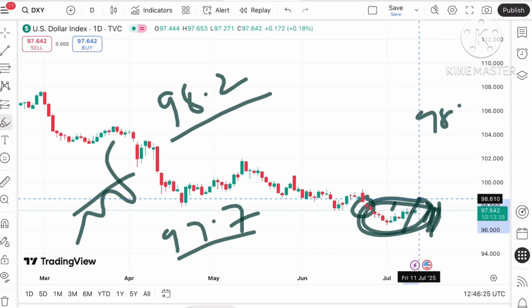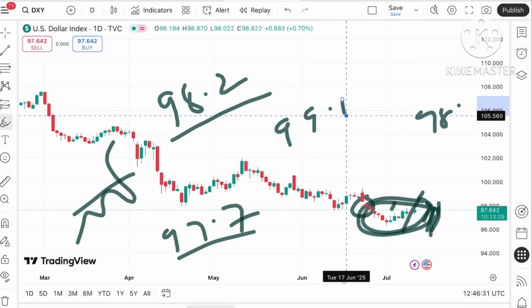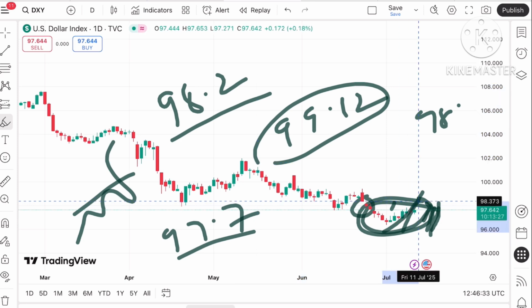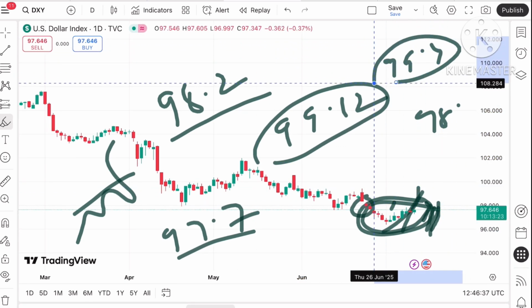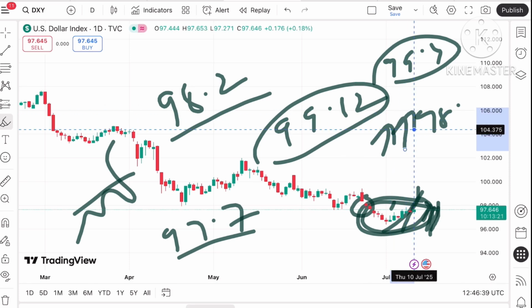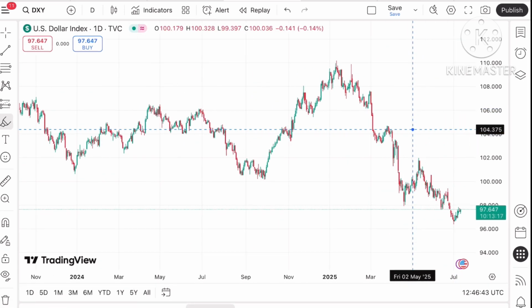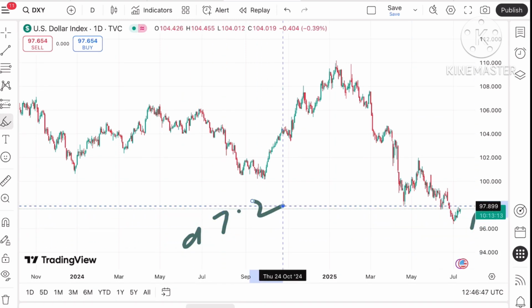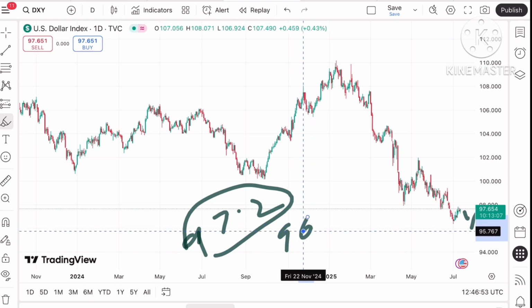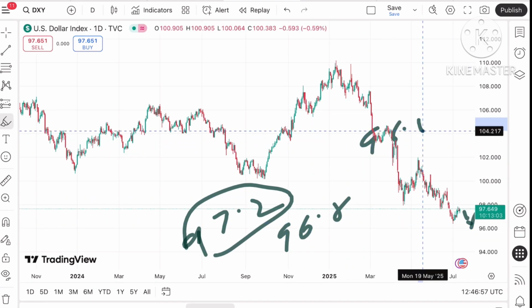And once it starts sustaining over this level, probability of going towards 98.6, then to a level of 98.8, and then to a level of $99.12. And once the price goes above that particular level, probability of touching 99.4 is there, and then a further upside can be seen. Okay, but suppose the price doesn't sustain, what we can see: suppose if it starts falling below this level, once it starts going below 97, a further fall we can see towards 96.8, and then to a level of around 96.4.